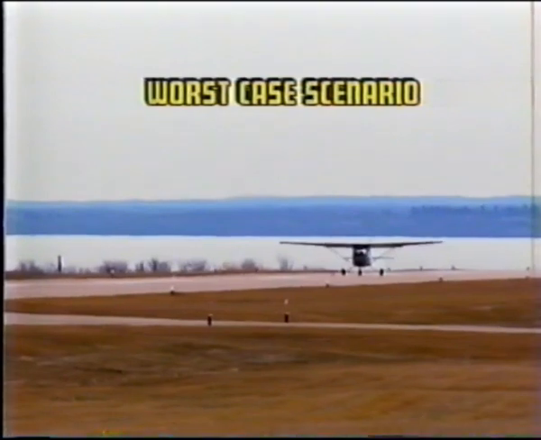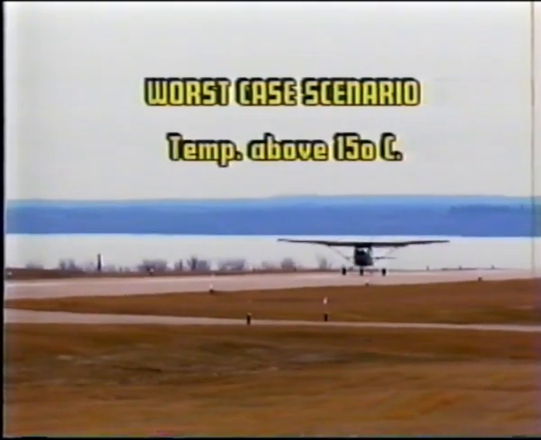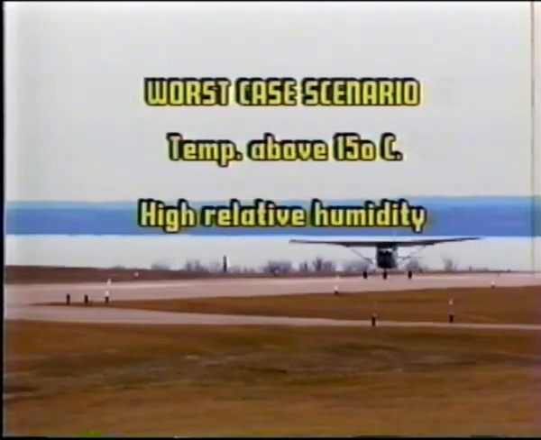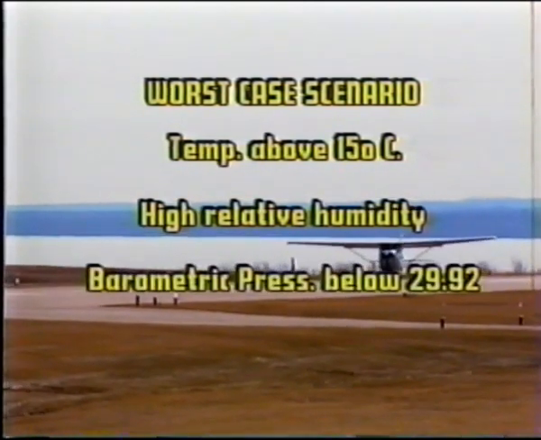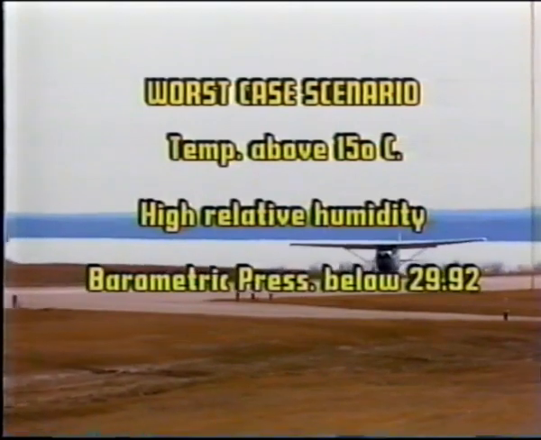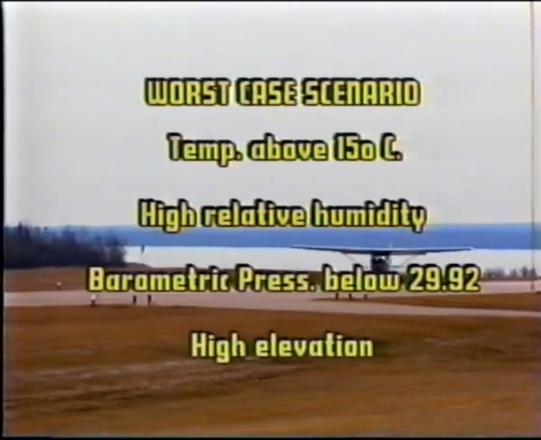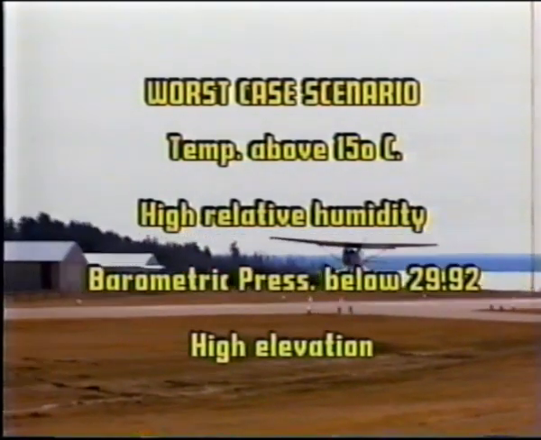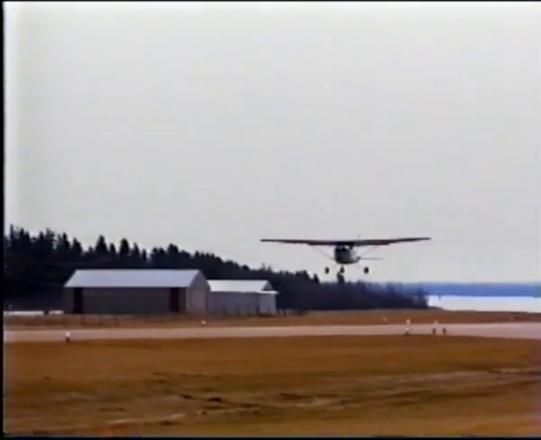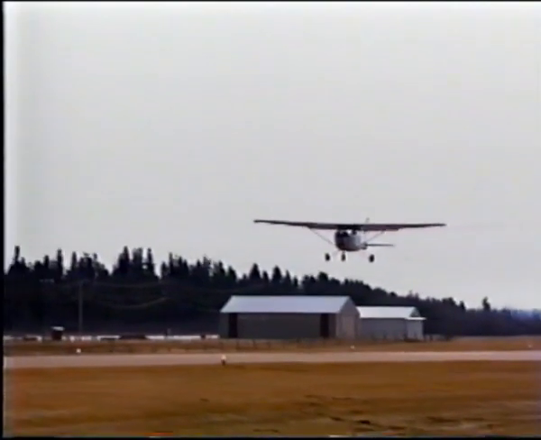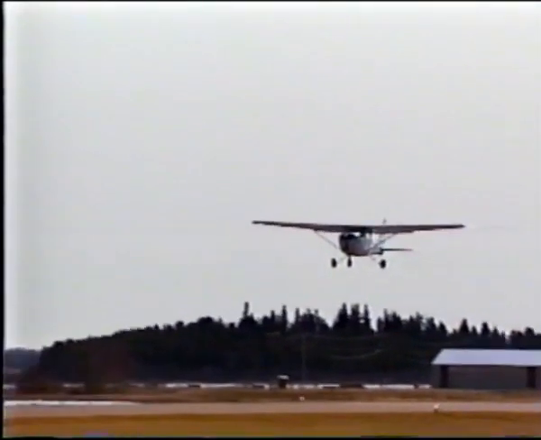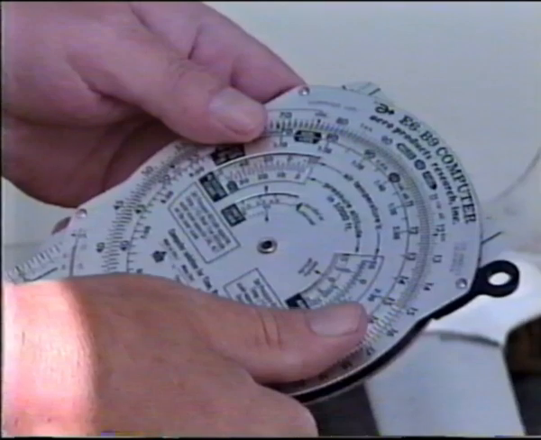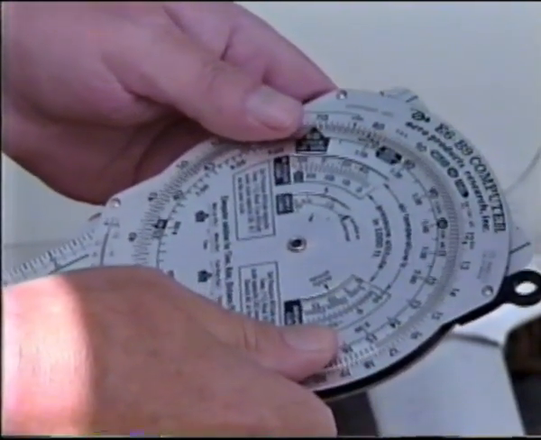From this, you can deduce that the worst possible conditions for takeoff would be a high temperature, above 15 degrees Celsius, with a high relative humidity, a barometric pressure below 29.92, at an airport with a high elevation. To help you compensate for these conditions, refer to the density altitude. This is the altitude corresponding to a given density in the standard atmosphere. Density altitude can be calculated on your circular slide rule.